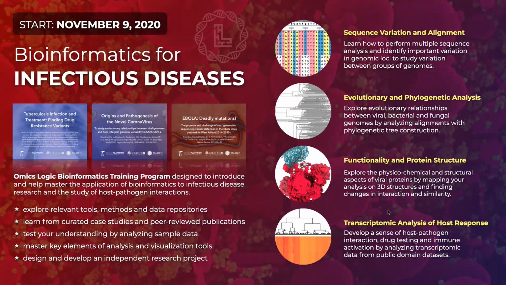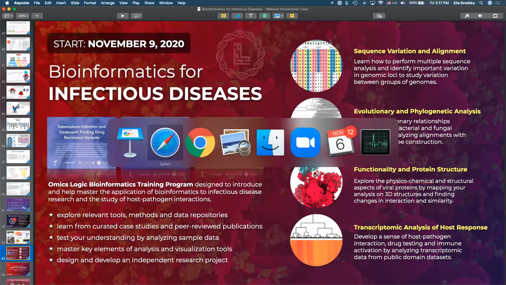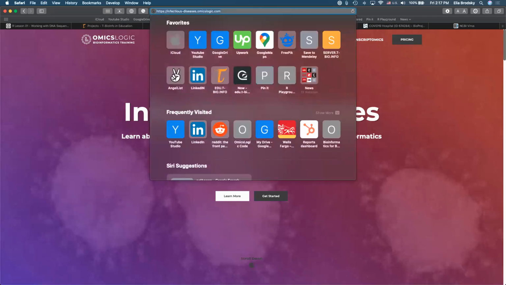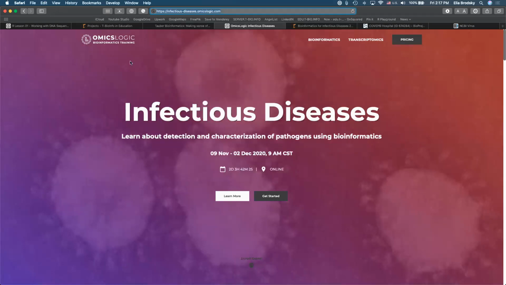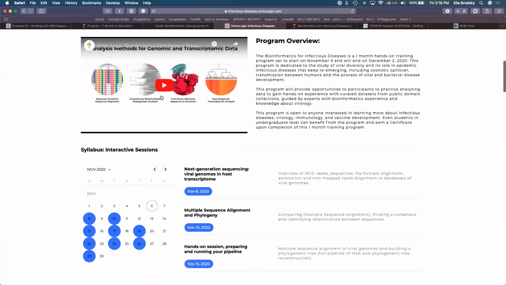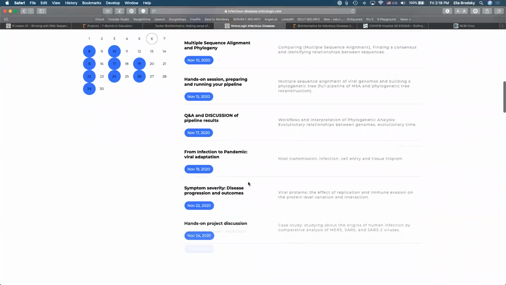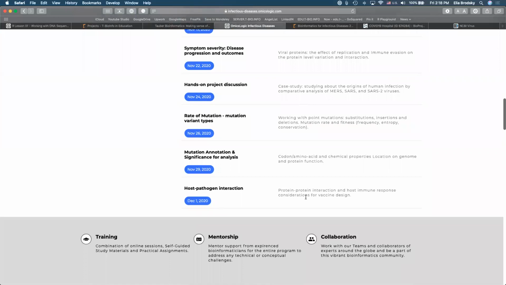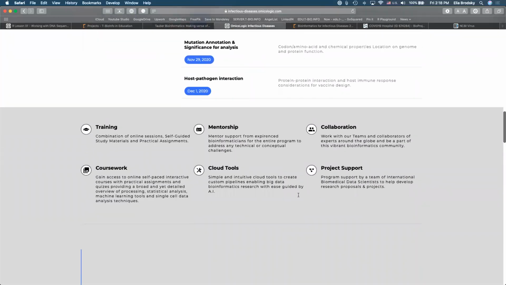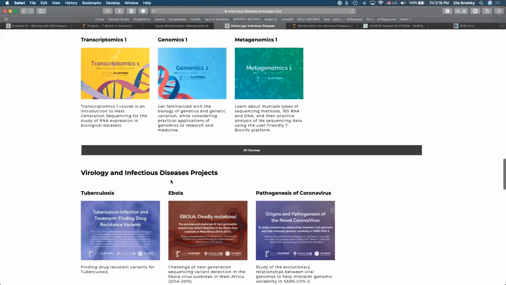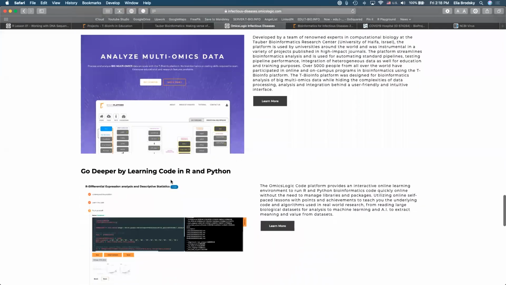This program will start on November 9th. Now, importantly, we have a place where you can find all of these details called Bioinformatics for Infectious Diseases, and I'm just going to paste the link in the chat as well. On here, you will find the details, including a brief overview of the program, the schedule of the program. So we will have these different sessions together. In each one, you will find a description of what topic will be covered, what is included in the program, registration, some of the access to some of the resources that you will have, some of the projects, and some of the tools that we mentioned.